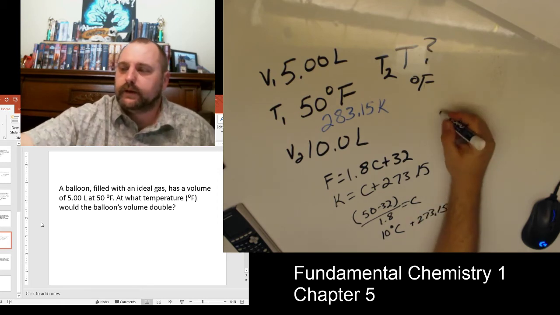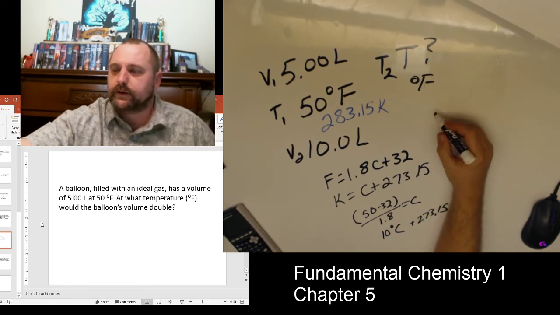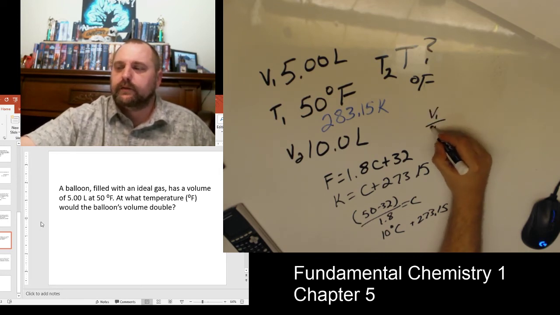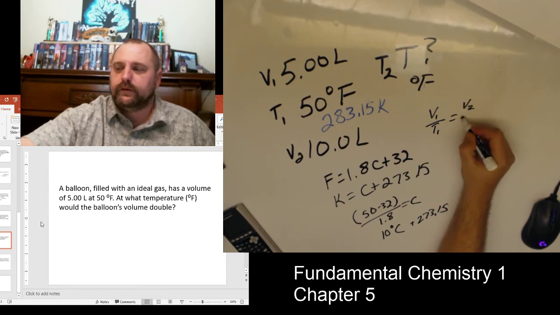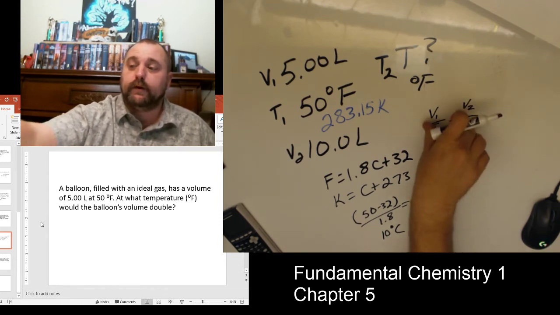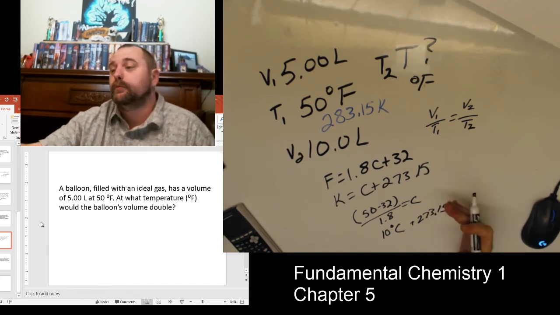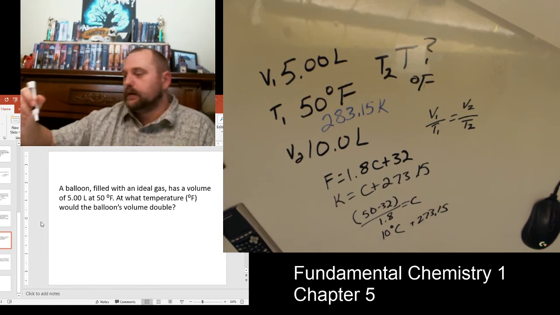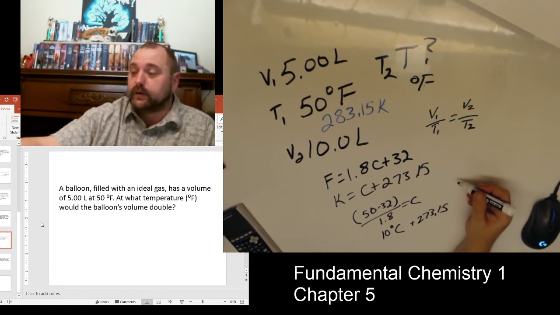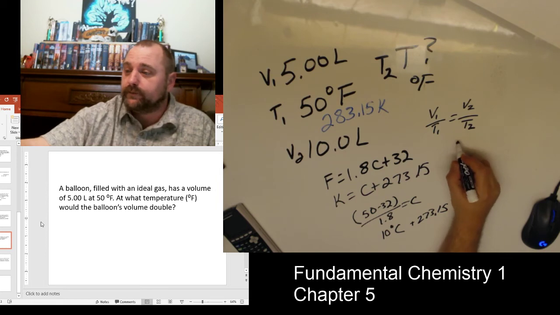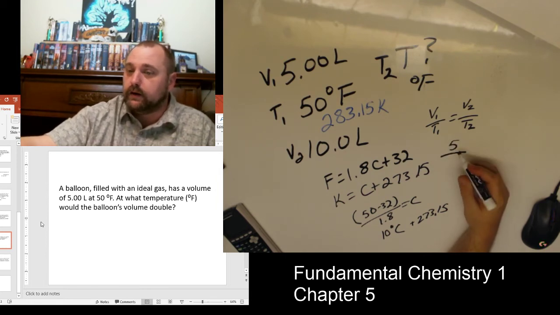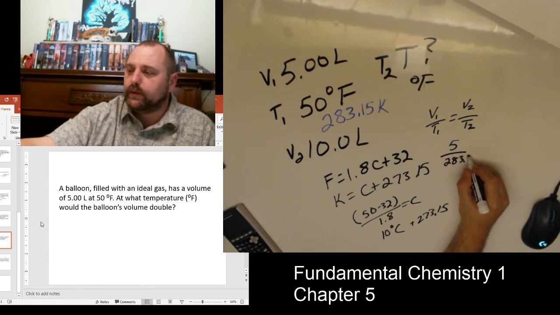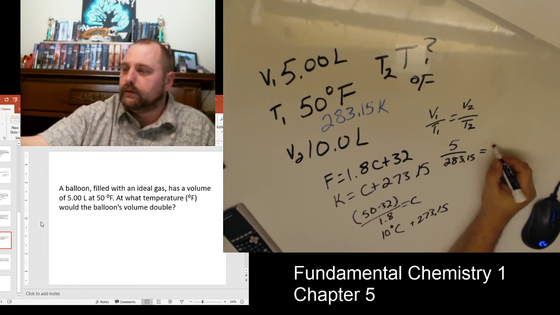So plugging this in, got to look up the equation, or I can start with my ideal gas law. V1 over T1 equals V2 over T2. Remember, if you flip both of these, as long as both the volumes are on the top or both are on the bottom, it's fine. The important part is you gotta be in Kelvin, or it's just not going to work. All right. So V1 was 5, T1 was 283.15. V2 was 10, and I'm going to put an X down here.